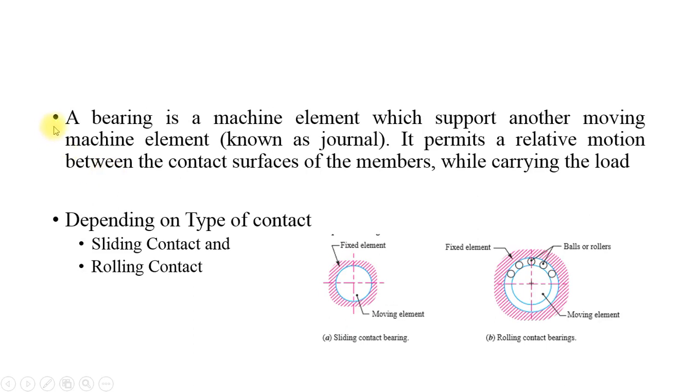So what is a bearing? A bearing is a machine element which supports another moving machine element, which is known as a journal. It permits a relative motion between the contact surfaces of the members while carrying a load. You take an example as a shaft.